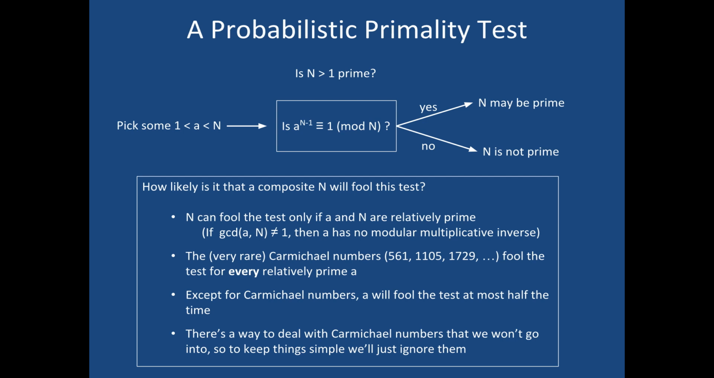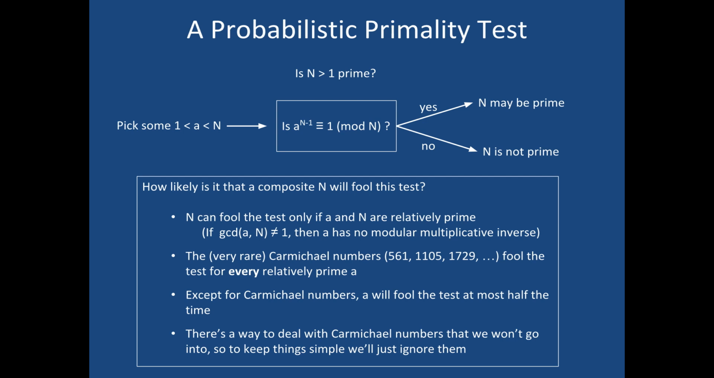If they're not relatively prime, then there will be no multiplicative inverse, and we won't be getting a 1 out anyway. So there are some numbers that fool the test every place they can. Okay?